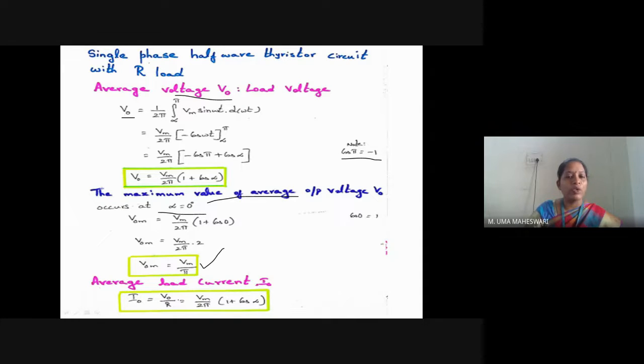The average load current I naught is equal to V naught by R. We know the V naught expression, it is Vm by 2 pi into 1 plus cos of alpha, divided by R gives you the value of I naught. So it is Vm by 2 pi R into 1 plus cos of alpha. Thank you all.